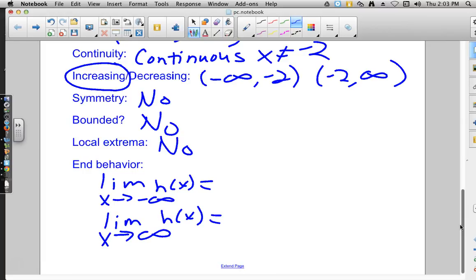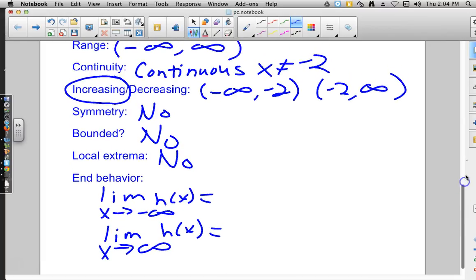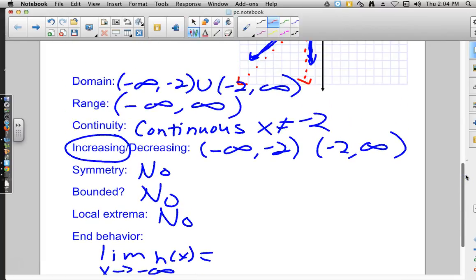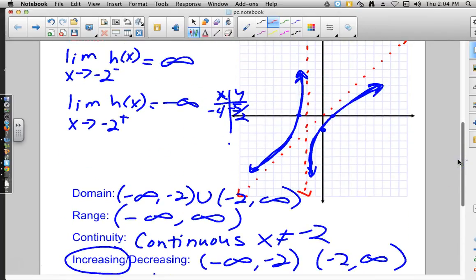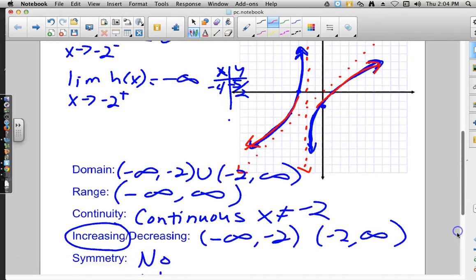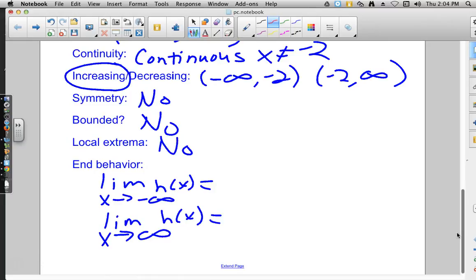So as we go to the left forever with this graph, pretty obviously this thing is going to go down. I mean, it's gradual, of course. Let me go back up here to the picture to show you. But we're going to follow along that slant asymptote. So going down. And then as we go to the right forever, this is going up. So -infinity and infinity. And that covers everything that we needed to have for this problem.